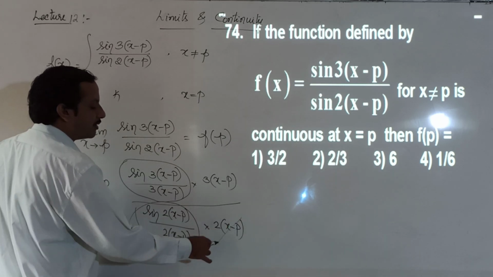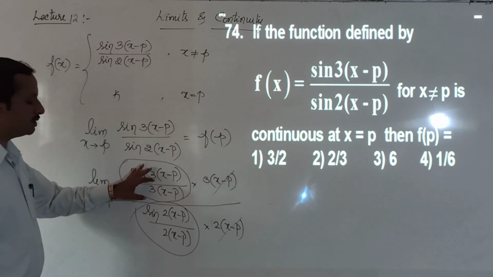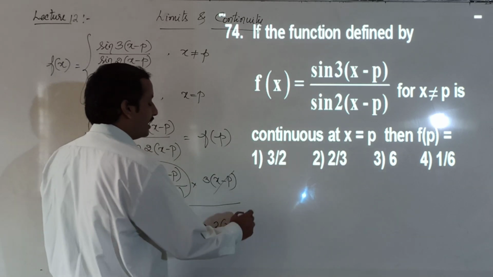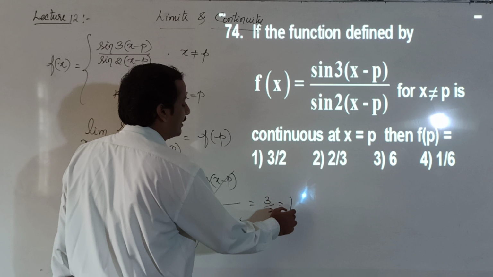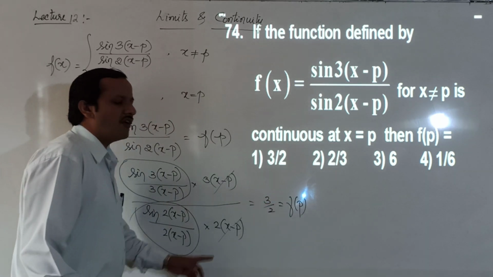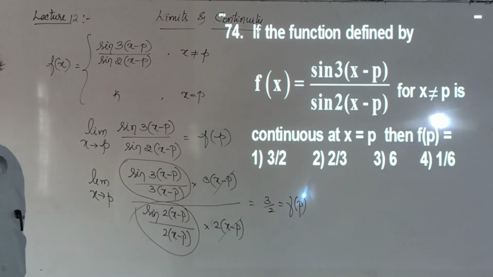And here, x minus p gets cancelled. This is 1, this is 1. So the answer is 3 by 2. That is equal to f of p. So f of p is equal to 3 by 2. First option.